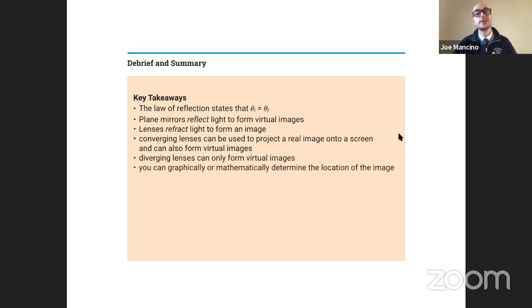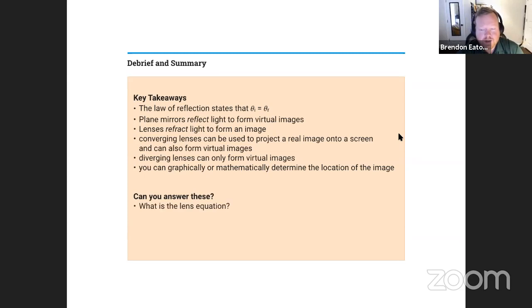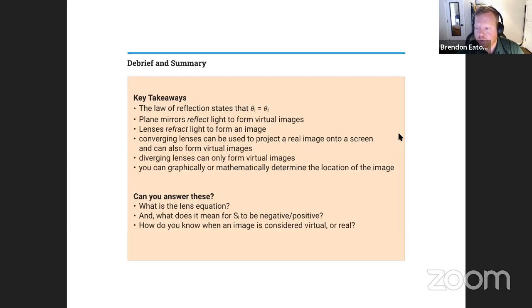And we're hoping you can graphically or mathematically determine the location of an image, either using the thin lens equation or using ray tracing. We have a couple of things that we want to ask you. What is the lens equation? Do you remember? And what does it mean for the image distance to be negative or positive? How do you know if an image is considered virtual or real? And why does light bend through a lens anyway?